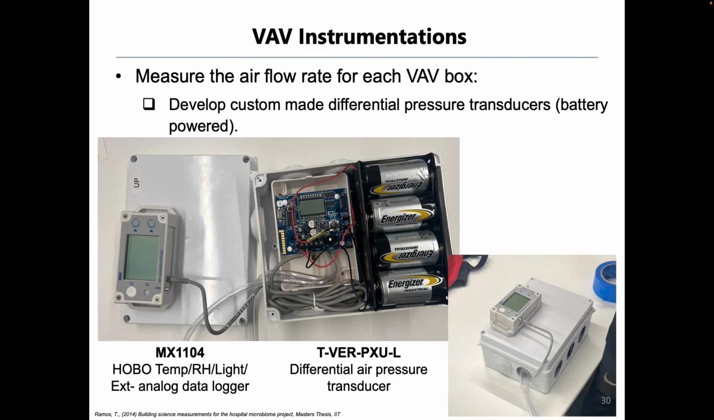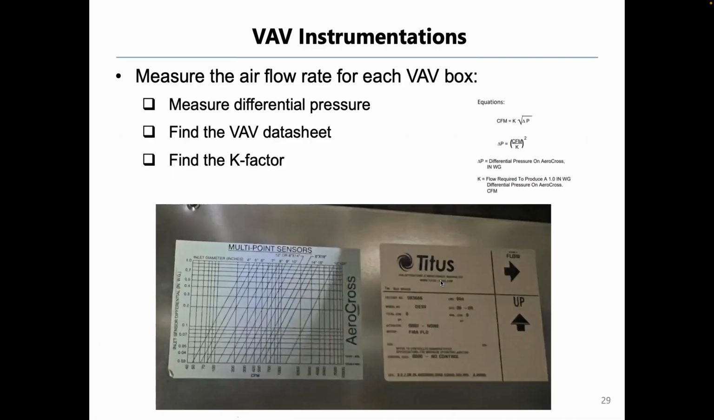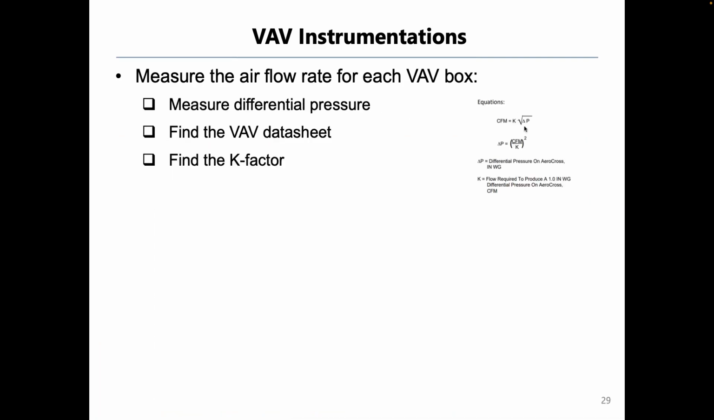And when we had the delta P, we put it into this equation that Jongki talked about. You have the delta P from the instruments. You already know the VAV, and from the manufacturer data sheet, you can get this coefficient. And then you calculate the CFM.